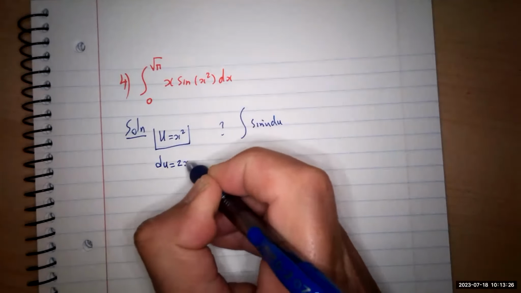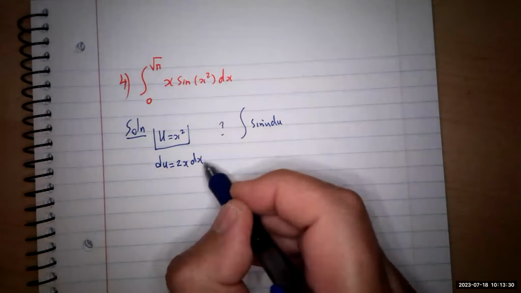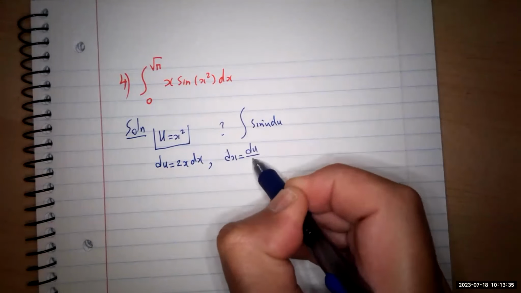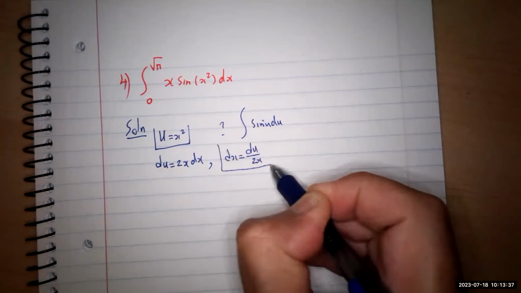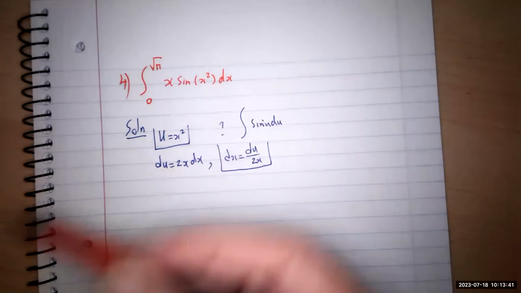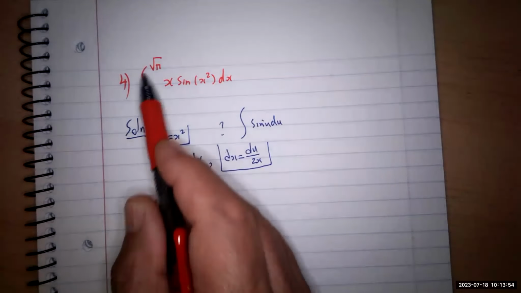du is 2x dx, and we have to find dx. So dx would be du over 2x. Go back and substitute. But since you have the limits 0 and radical pi, you have to switch the numbers too. This is the place where you may make a mistake. Are you ready to do the substitution? No, I'm not ready, because I have to take care of these numbers.